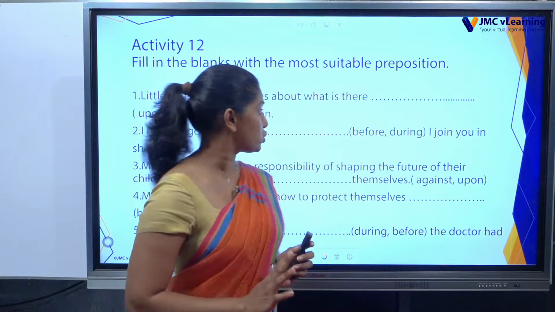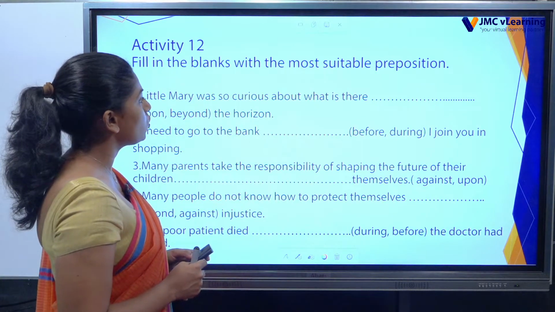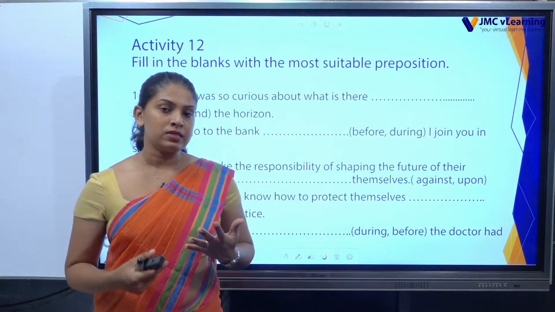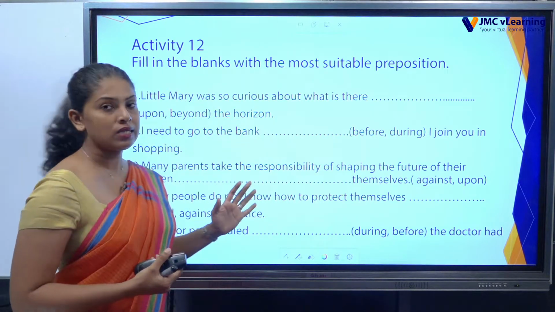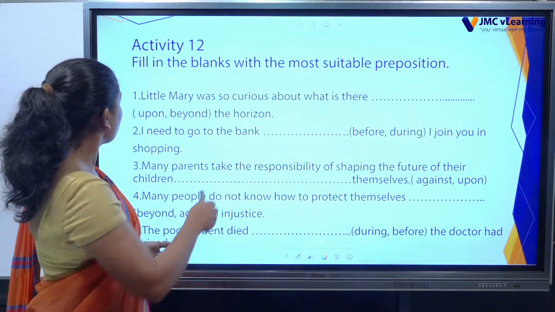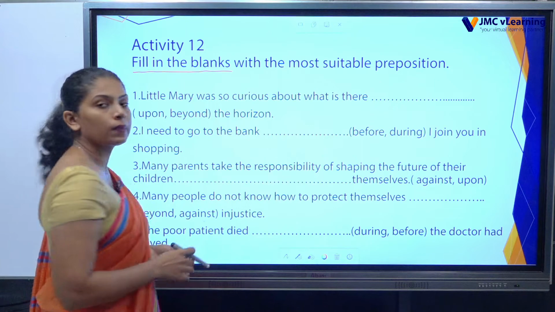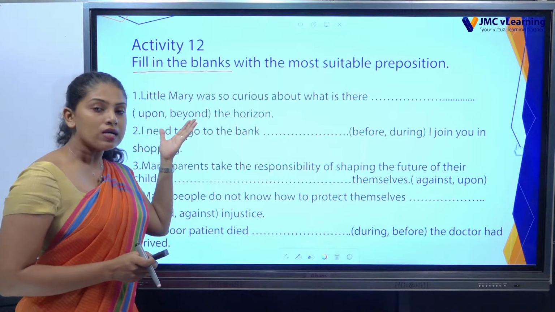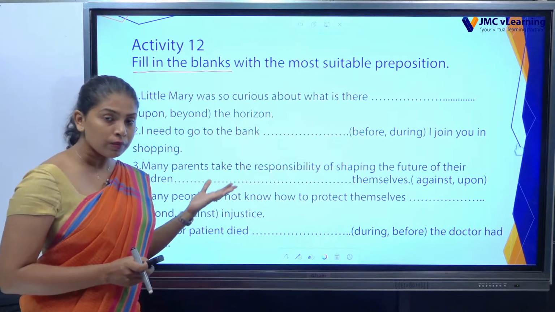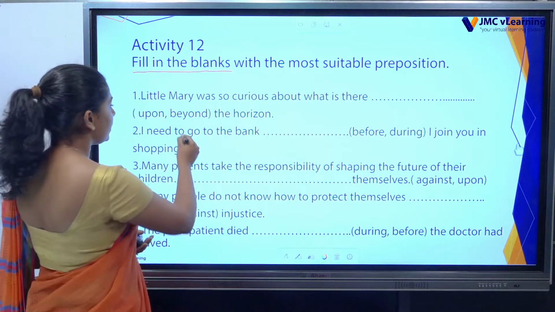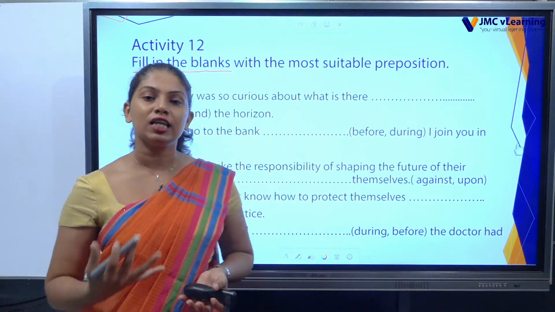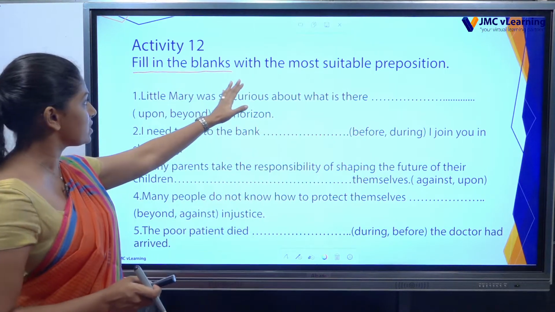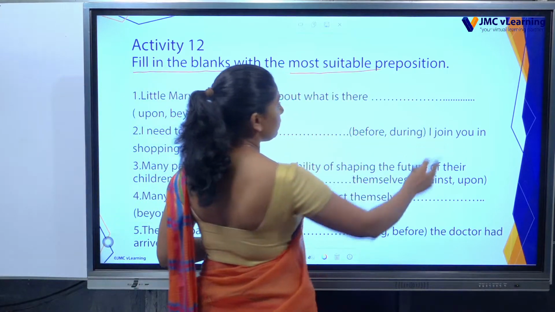We have to do activity 12 now. Fill in the blanks with the most suitable preposition. I have seen this in many question papers. If this kind of question is given, what do you have to do? Fill in the blanks. After saying fill in the blanks, they have given answers within brackets. What children normally do is they just underline these answers or circle the answers. But that is not what you have to do here. You have to fill in the blanks using the most suitable prepositions.